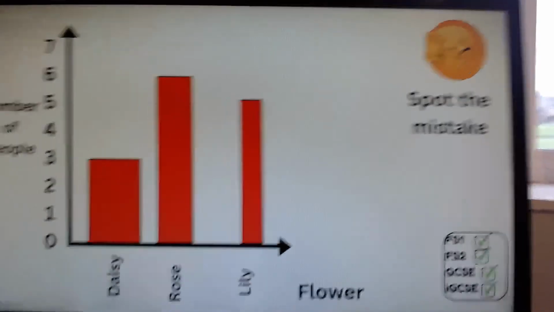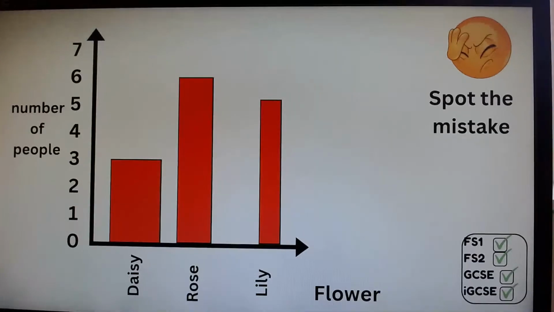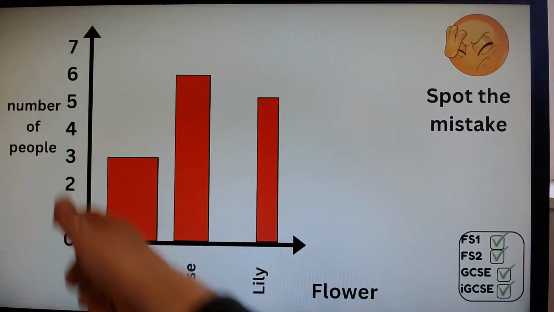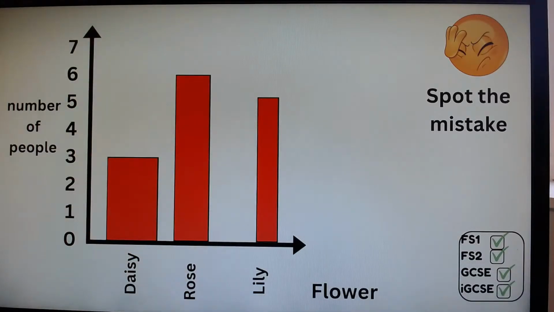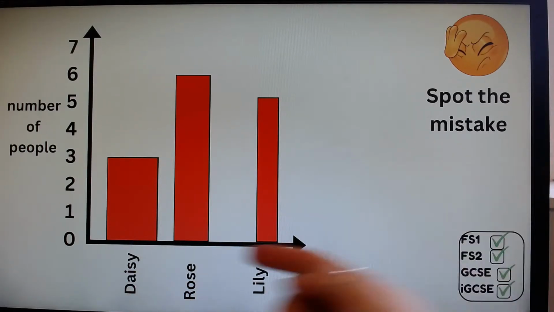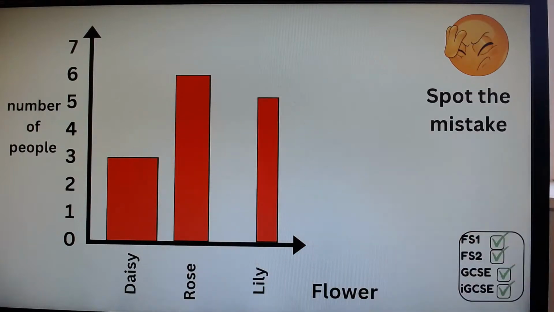Next one, what is the mistake I've made on this one? So I've got number of people, my frequency, going up the left-hand side on the y-axis. It's starting at 0. And on the x-axis down here, I've got flower. We've got some names of some flowers, daisy, rose, lily, and then 3 bars representing the frequency. What is the mistake I have made here?